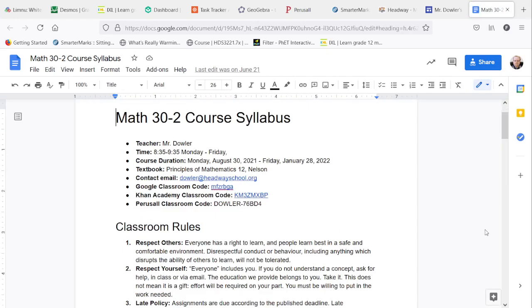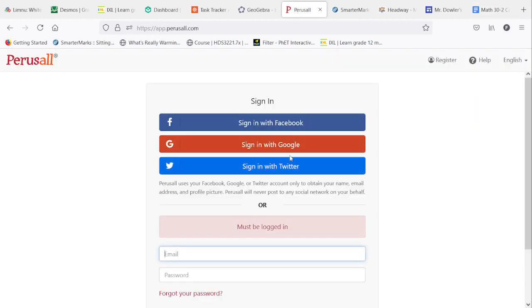So note that the time here is not confirmed. By the time we actually print the syllabus for your first class, it will be confirmed. There's that contact email, the Google Classroom code, but you've all received your invites by now unless you are new to the school. The Khan Academy code is also important because some of our assignments will be on Khan Academy, and we will be using Perusal this semester as well. So that course code is used.